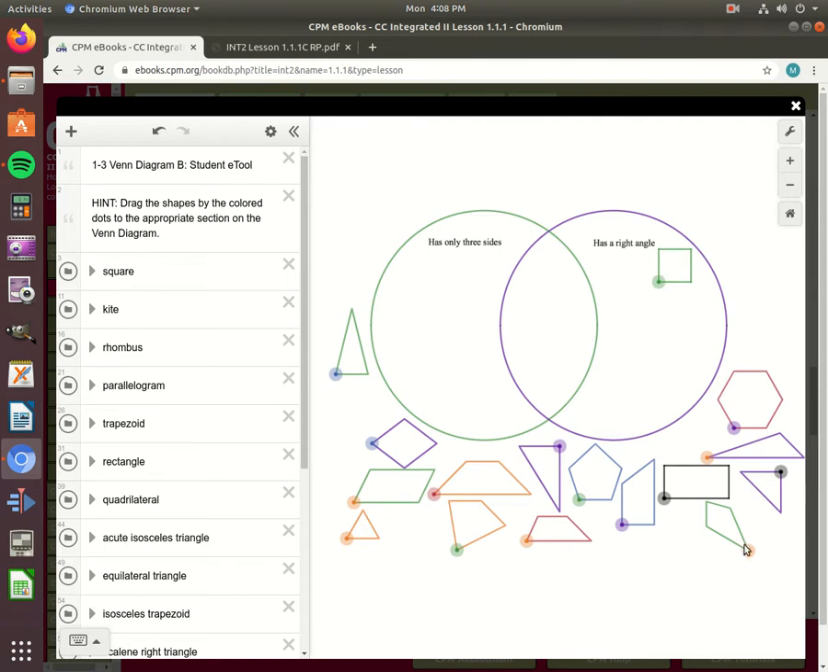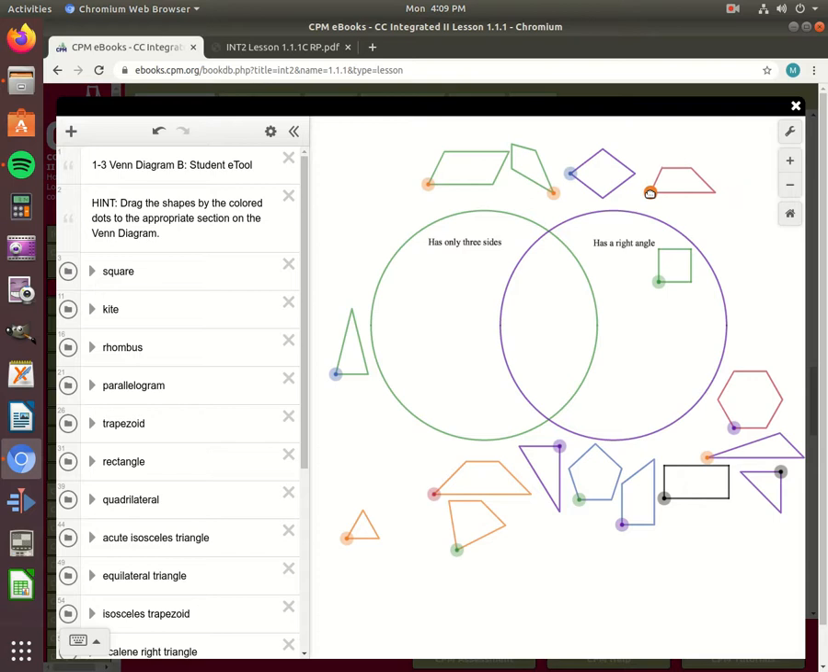A kite is neither, right? A rhombus is neither. A parallelogram is neither. A trapezoid. Again, a regular trapezoid is this one here. I got neither for that one as well. A rectangle, we definitely have some right angles, so we'll put that on the right side. A quadrilateral, obviously, is neither.